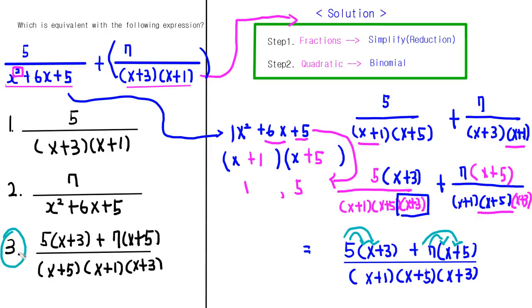In a future video, I want to talk about more examples of simplifying rational expressions using this solution. Step 1 is to simplify, which means we need a reduction when we have fractions. And in step 2, we need to convert the quadratic into binomials.